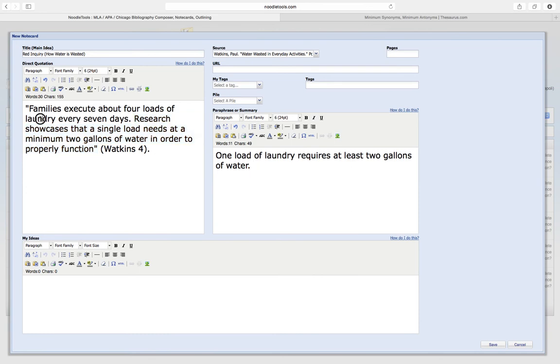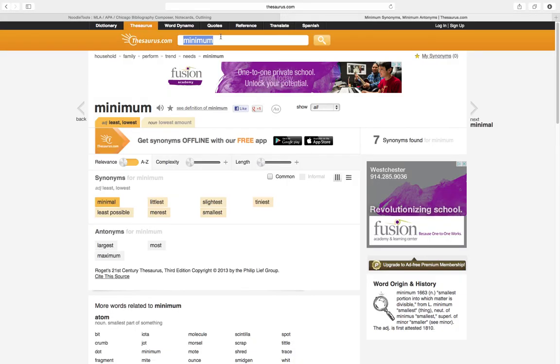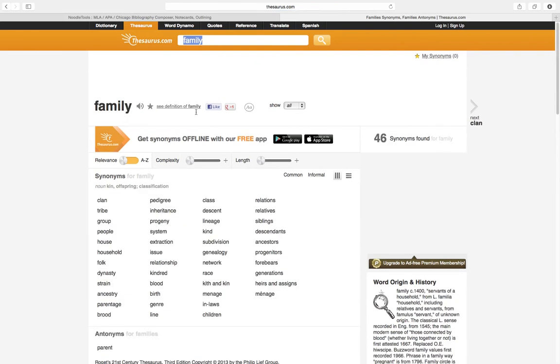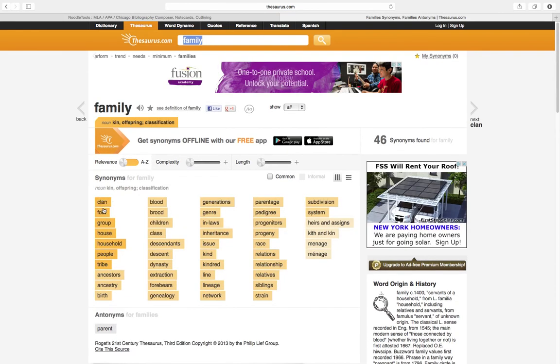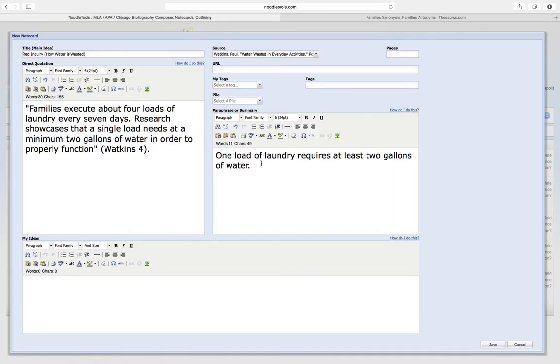And now I still need to include this piece of information, that families execute 4 loads of laundry every 7 days. Every 7 days is the same as every week. I'm going to just use the skill of putting it in my own words. I don't say every 7 days, I say every week. Instead of families, I want to use something different. So let's type in families. Going through the list of synonyms, I have households. Yeah, households use water. So I'm going to type in households.